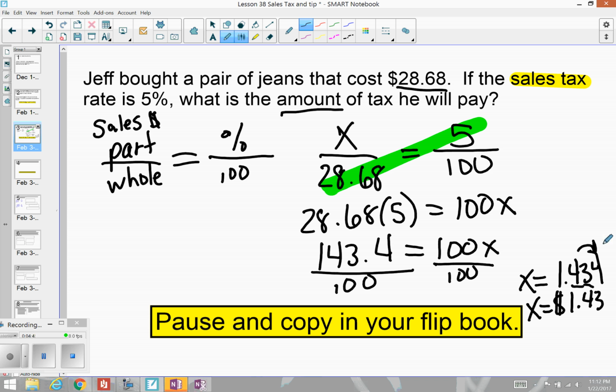Go ahead and pause the video and copy this under your sales tax flip section for your example.